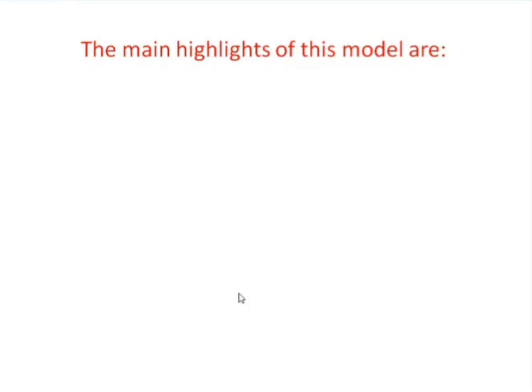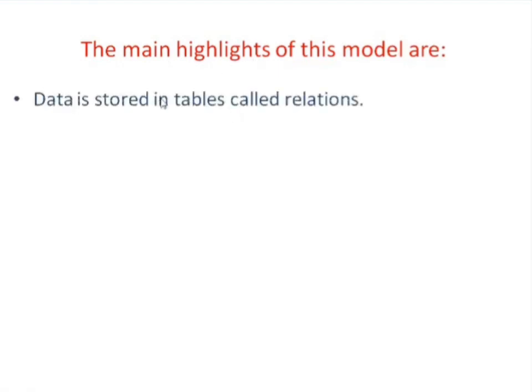For qualifying as an RDBMS, it has to satisfy certain rules. There is a set of rules called Codd's rules. There are around 12 to 13 rules, and at least 9 rules you need to follow. If it follows at least 9 rules, then it will be called an RDBMS, Relational Database Management System. Now let us see the main highlights of this model one by one.